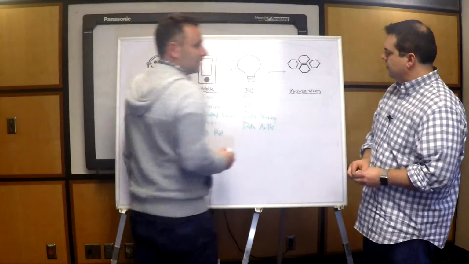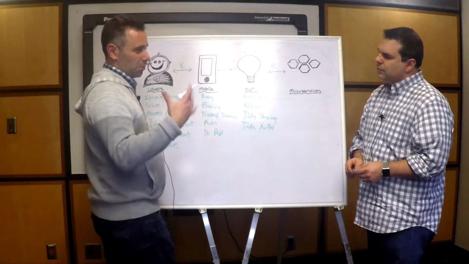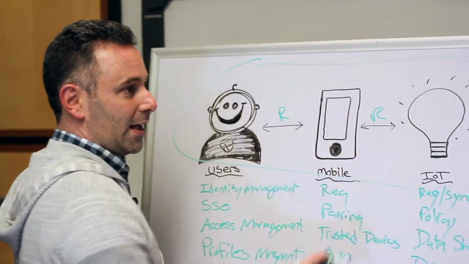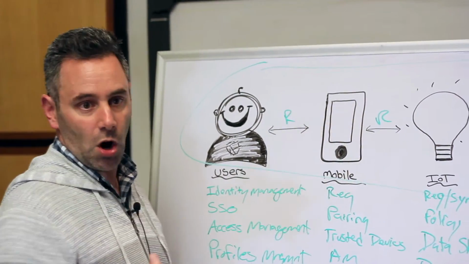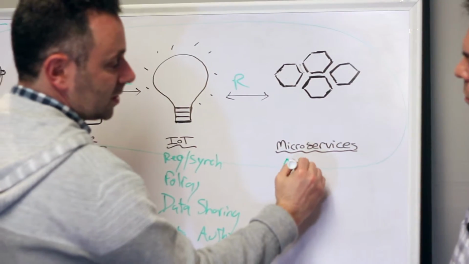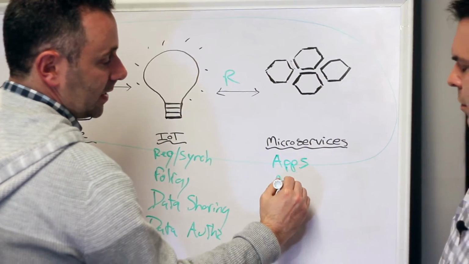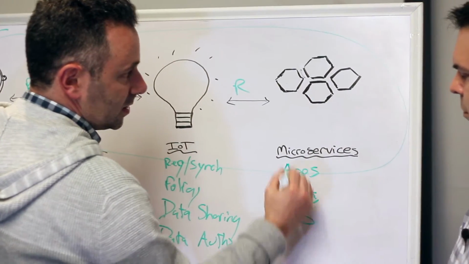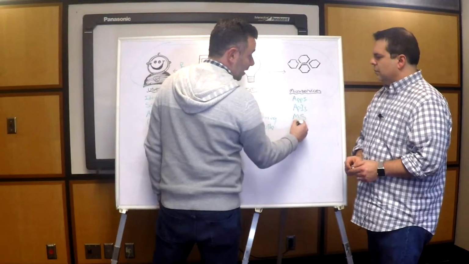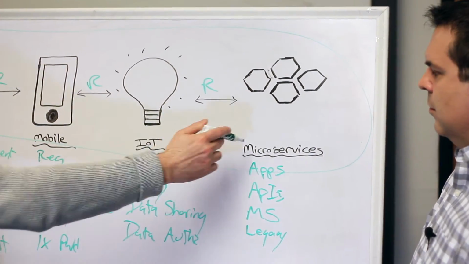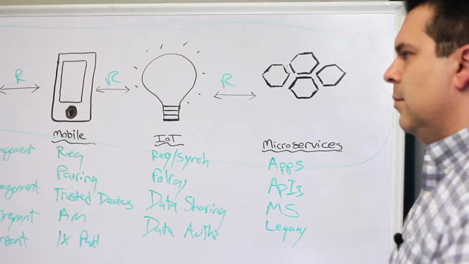And then finally, when you get to the cloud, when we talk about microservices, we're really talking about the things running in the cloud. The user, the mobile devices, the IoT devices, they're all engaging with things that live in the cloud, right? That could be apps, it could be APIs, it could be microservices like we have drawn here. It may be modern apps, it could be legacy infrastructure. Identity context has to travel across all these different things.